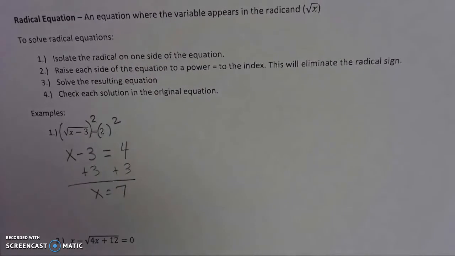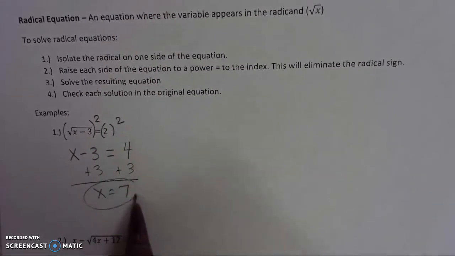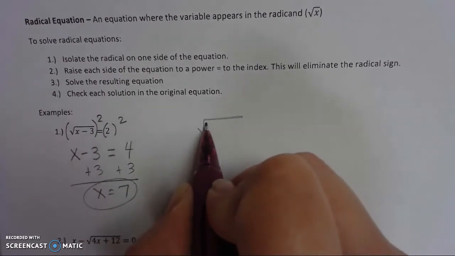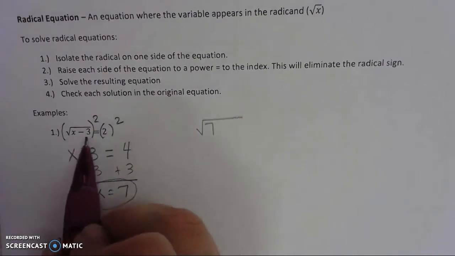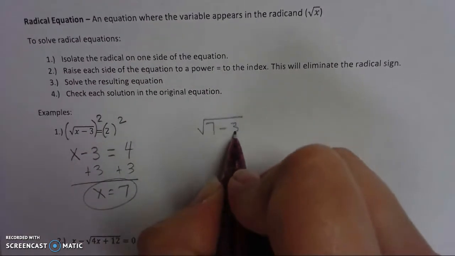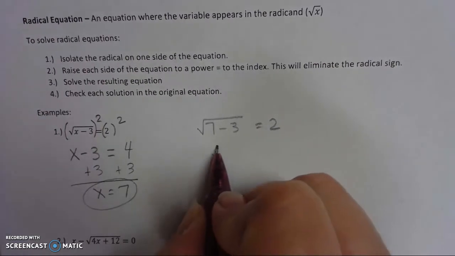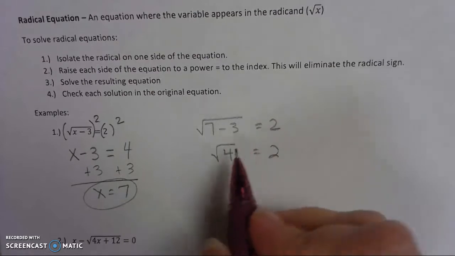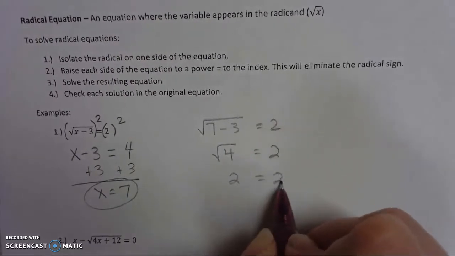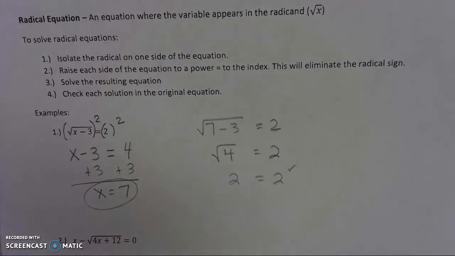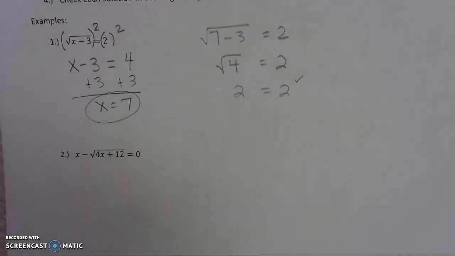Now I want to check my answer and verify that it is the solution. So in my original equation, everywhere there's an x, I'm going to put a 7. So I'll have 7 minus 3 equals 2. So that'll be the square root of 4 equals 2. The square root of 4 is 2, which does equal 2, so I know my answer is correct. You can also use your calculator and do the same thing.